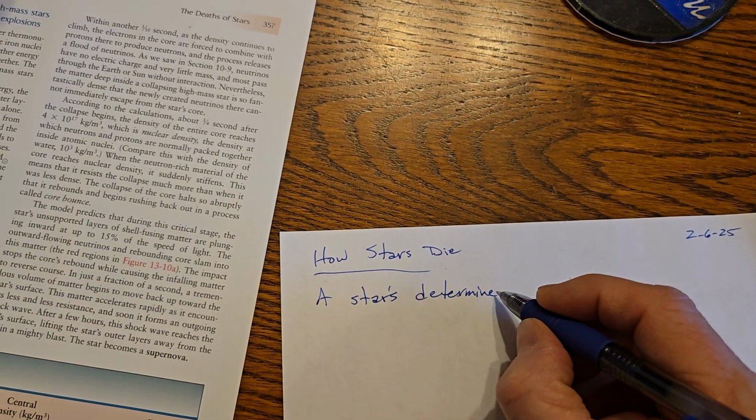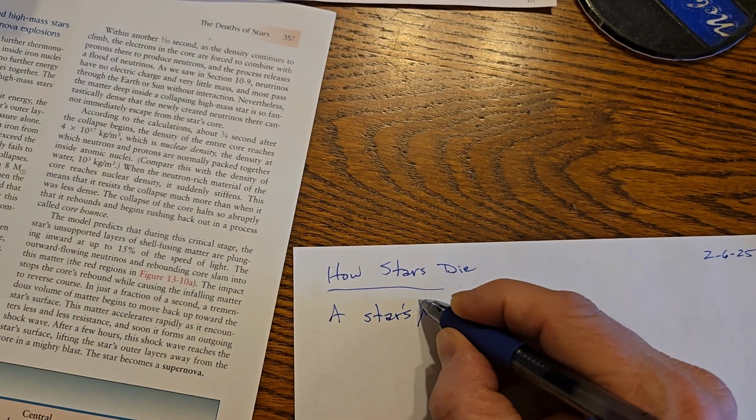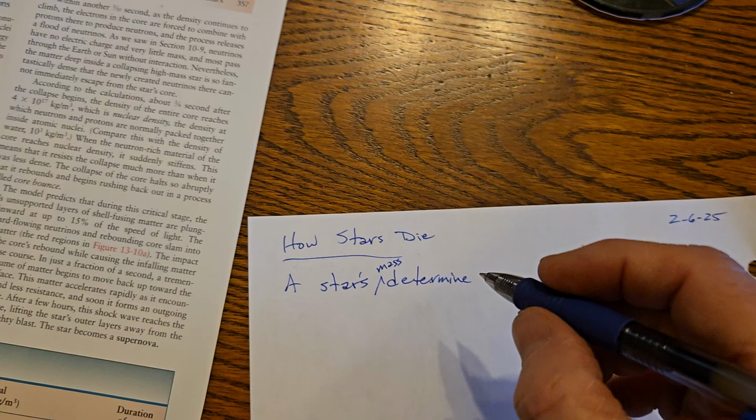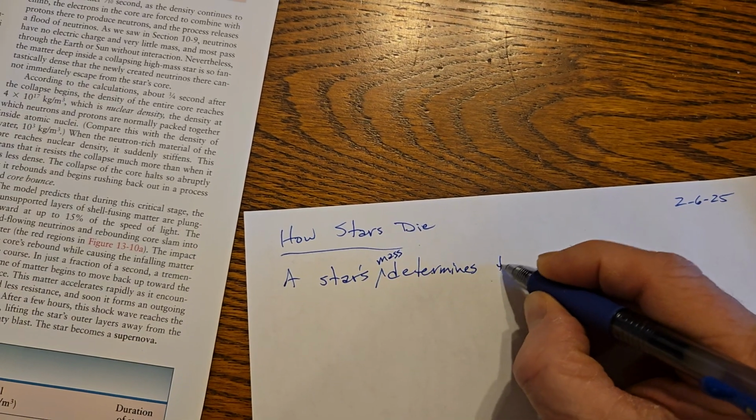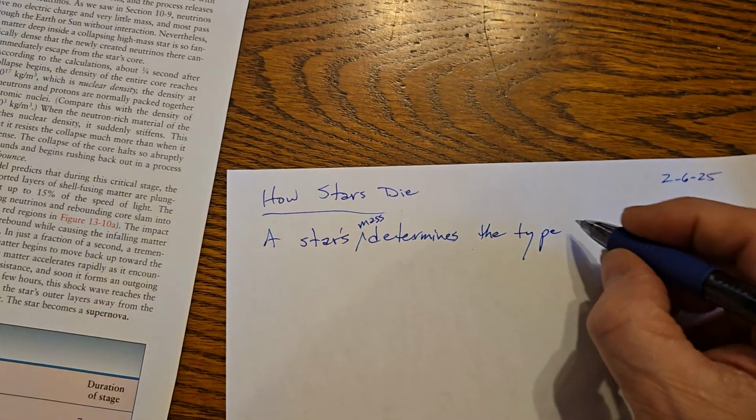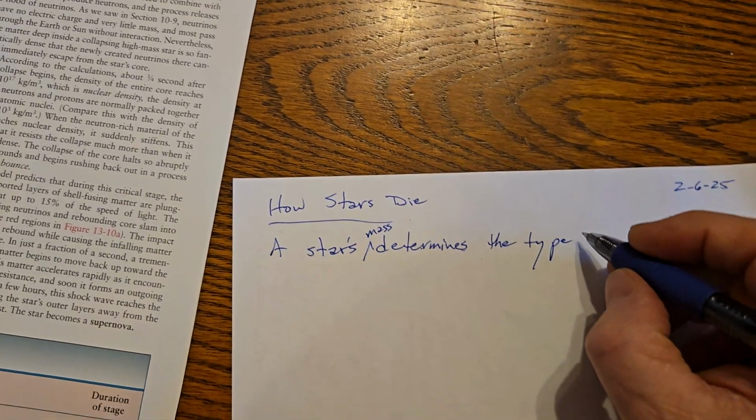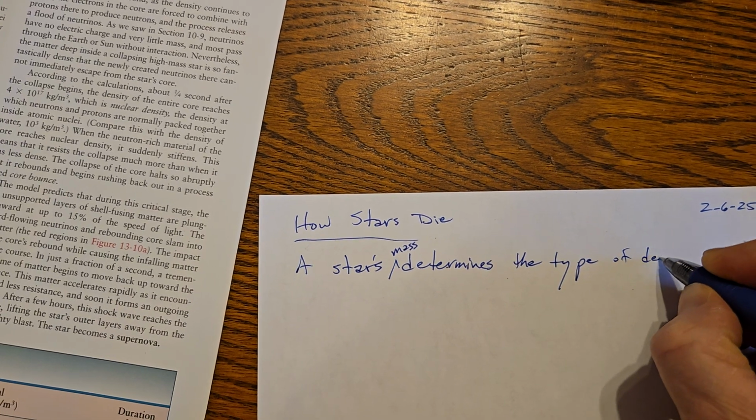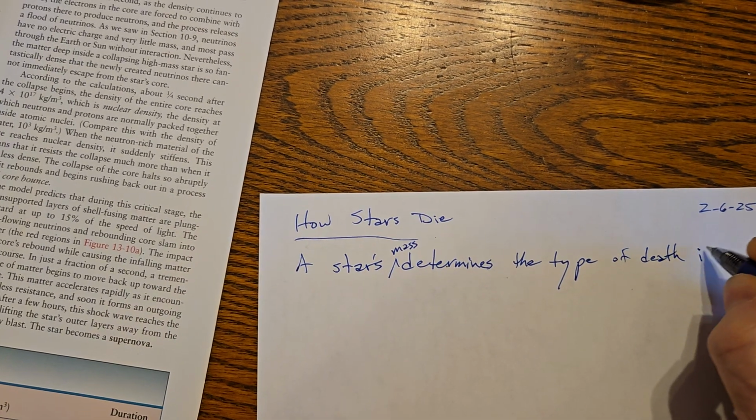A star's mass determines the type of death it'll have. There are 3 different ways that stars die, and they're all spectacular. A star's mass determines the type of death it will have.